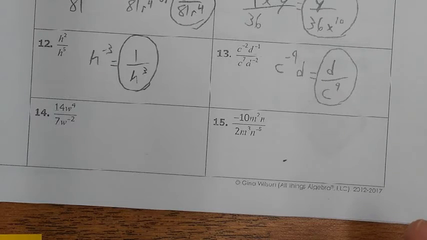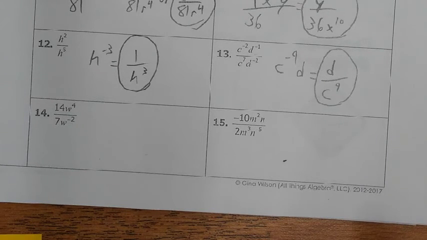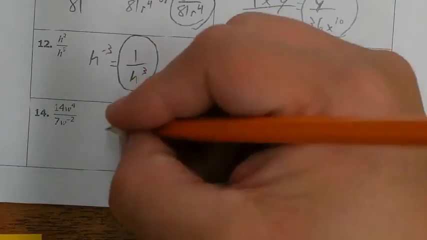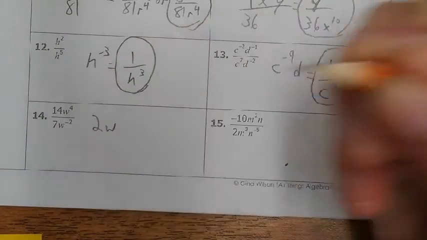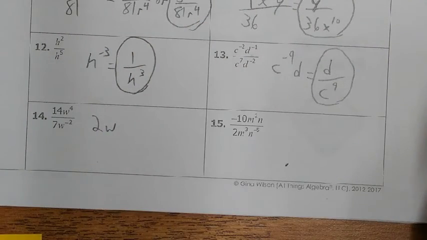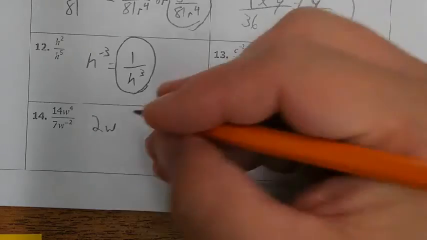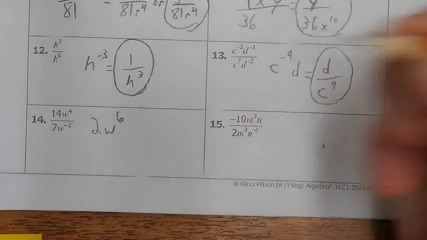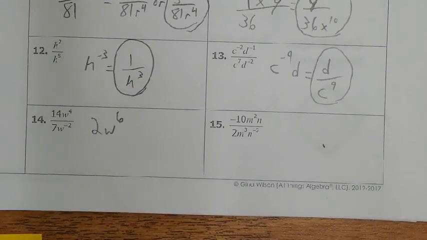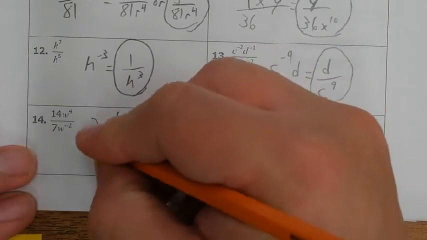Okay. What is 14 divided by 7? 2. And what would our w change to? What's 4 minus a negative 2? 6, a positive 6. Do we have to do anything more? No. So if you don't have any negative exponents, you don't have to move anything to the bottom. So that's it.